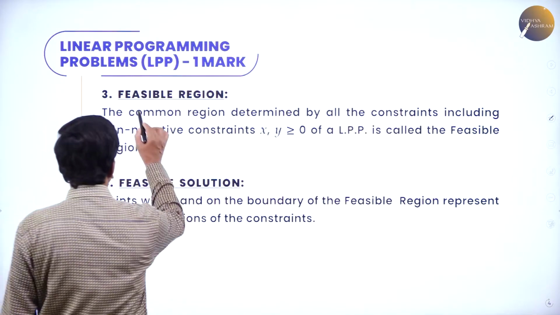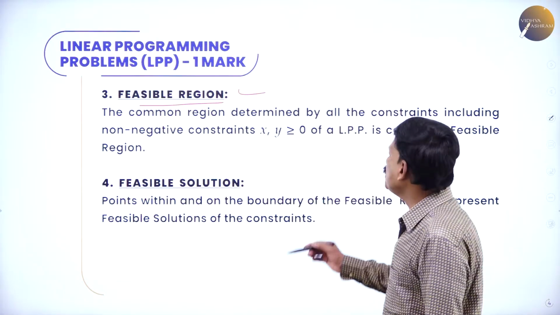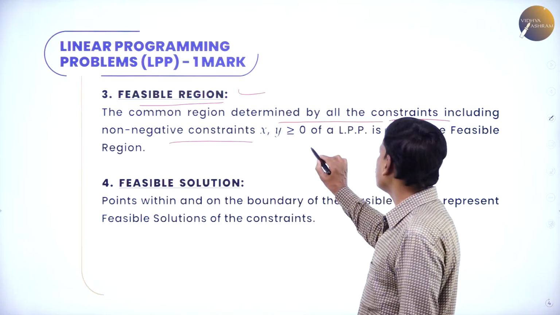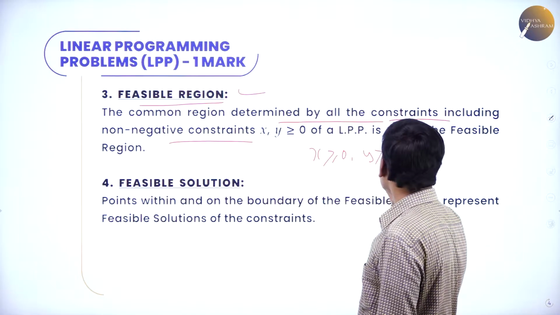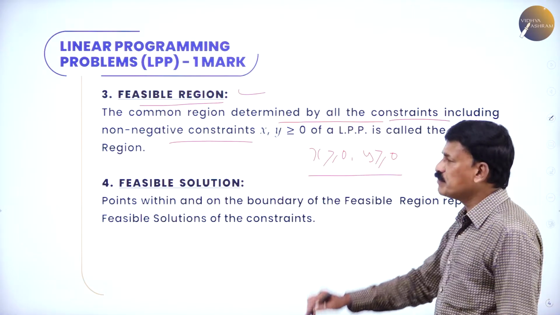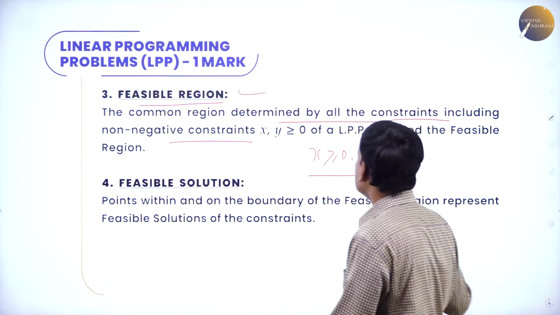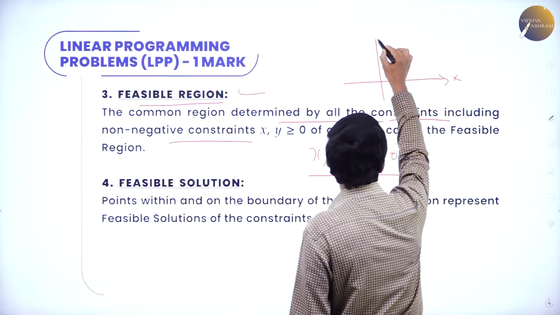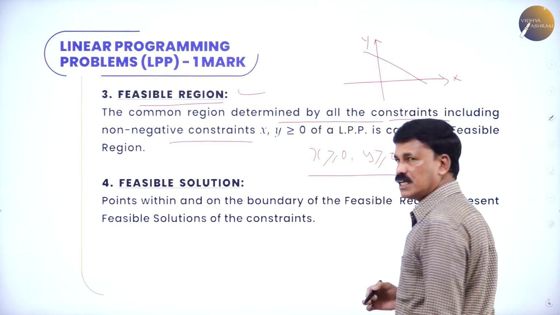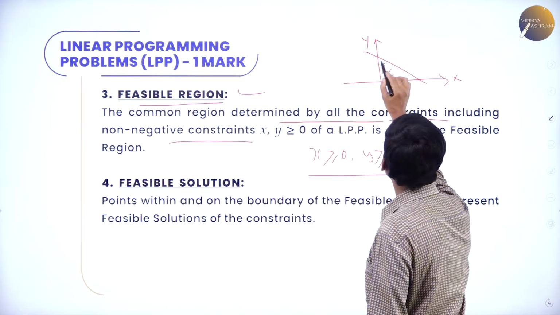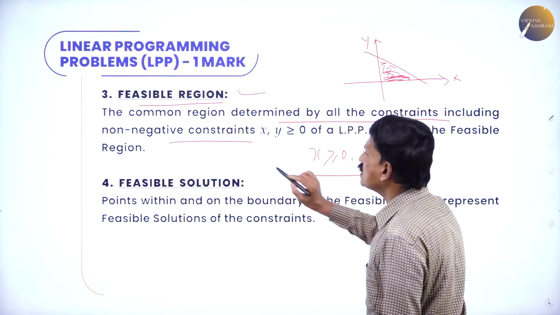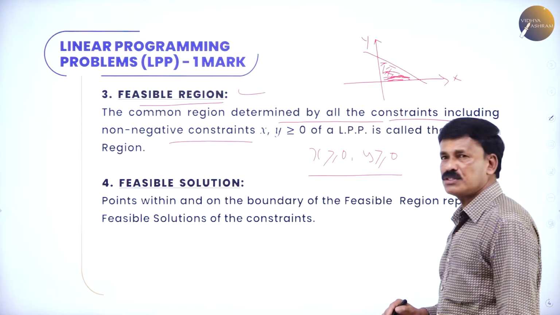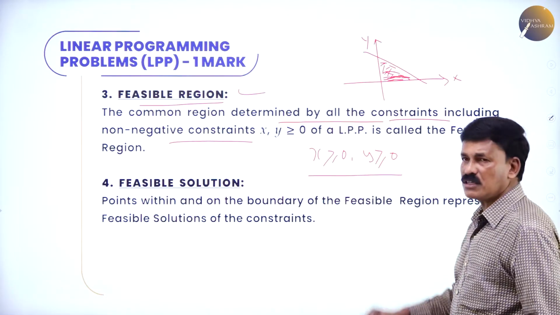Now let us come to the next, feasible region. The feasible region is the common region determined by all the constraints, including the non-negative constraints, that is x is greater than or equal to 0 and y is greater than or equal to 0, of a linear programming problem. Suppose this is the graph, x-axis, y-axis, you are going to get a region like this, then this is called the feasible region. That is the common region determined by all the constraints including non-negative constraints, x greater than or equal to 0 and y greater than or equal to 0.